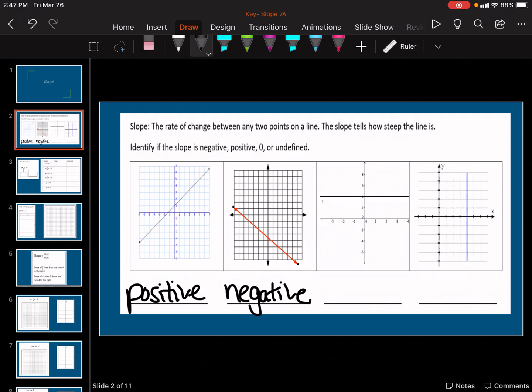and we have a slope of 0, okay? It is not going up, it is not going down. It is going straight across. It is on a y-axis, so it's going to be the equation y equals something, because it's going along a y axis. And then when it goes up and down, that is what's called undefined. And that's going to be when x equals something. Okay, it's going to be a straight line, a vertical straight line.